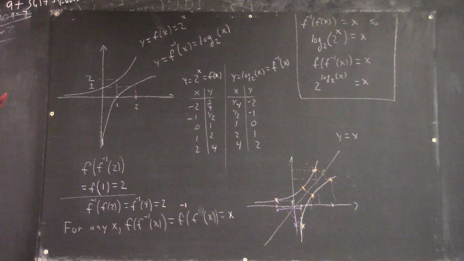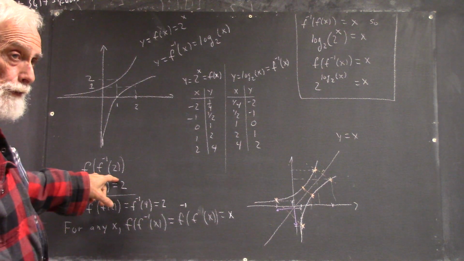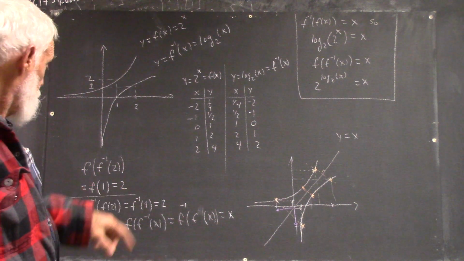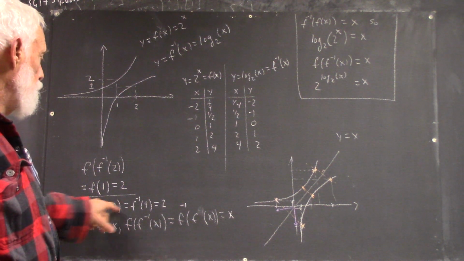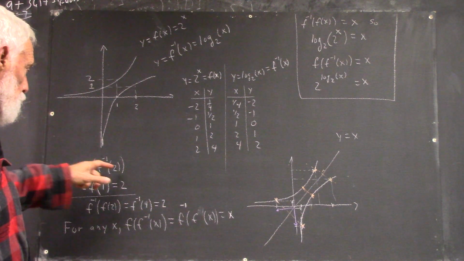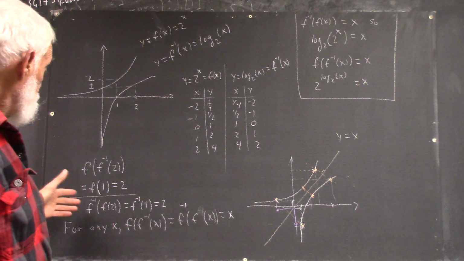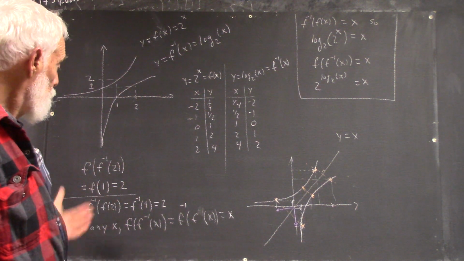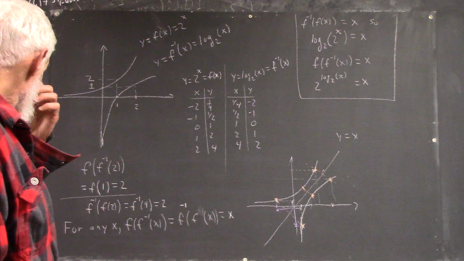Okay, so we want to look at the property of inverse functions. The property is that if you do f of f inverse of a number, you get that number back. And similarly, you do f inverse of f of a number, you get that number. So here we do f of f inverse of 2, and we work that out and we get 2. Here we do f inverse of f of 2, we work that out, and again we get 2. Now let's look at the details of that.